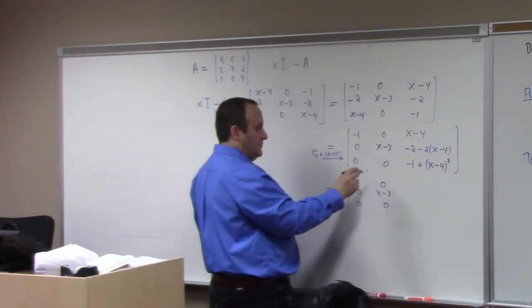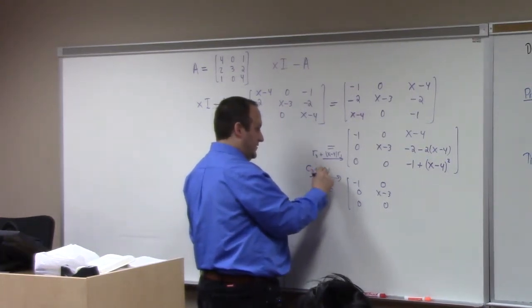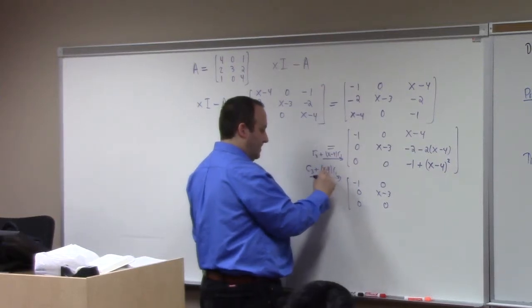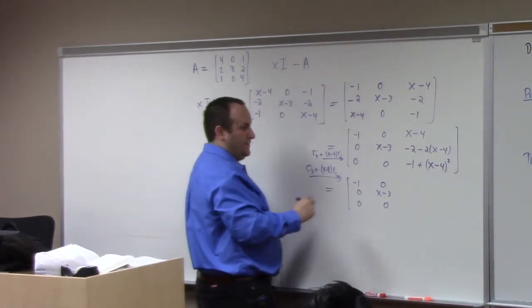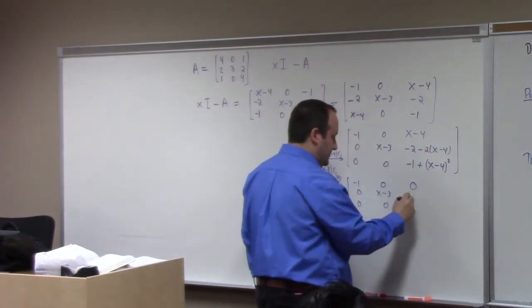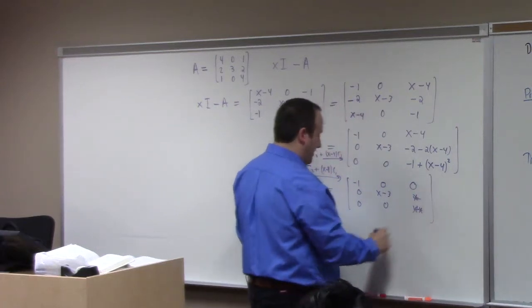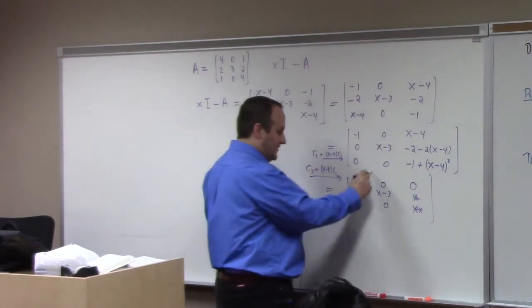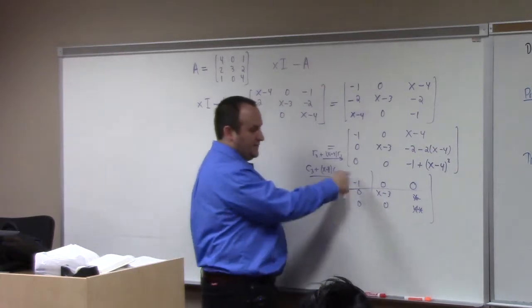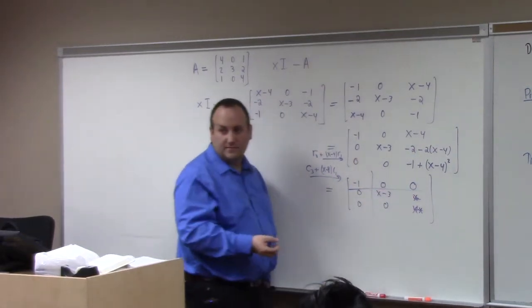So I would want to do what? Column 3 plus x minus 4 times column 1, right? And that makes that 0. That leaves this as it is, and leaves that as it is. This is the start of it. And then, of course, you rescale that to 1, and you repeat this process on the next block down.